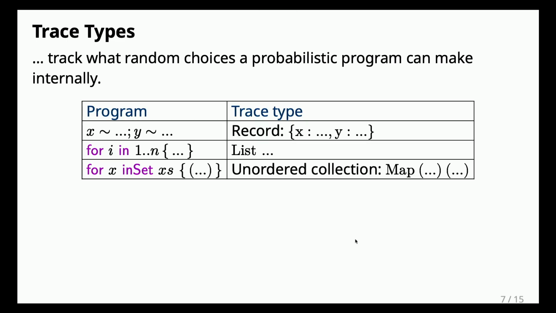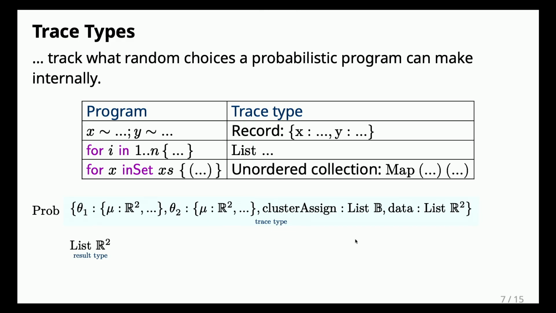So if we just have sequential samples in a program, that'll be recorded as a record. So we have this kind of record type with labeled fields. If we have a loop from 1 to n, then the trace type of this will be a list. And in our work, we actually also have a construct for exchangeable sequences. So we can also iterate over a set. And in that case, the trace will be an unordered collection, like a map.